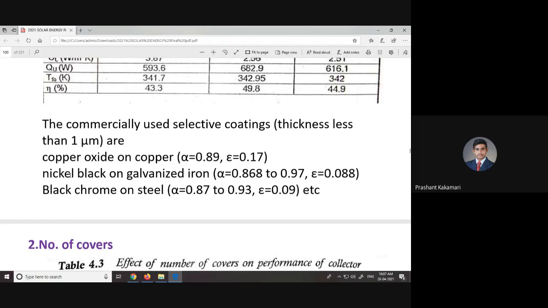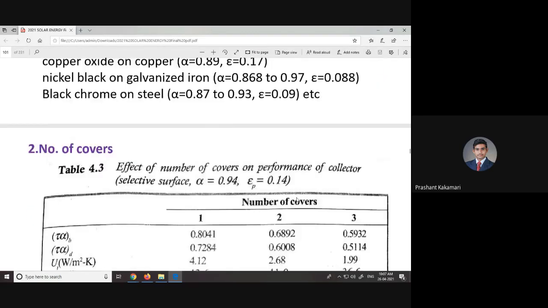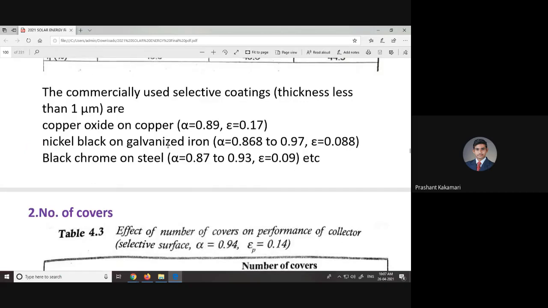Then a very good selective coating you can see is nickel black on galvanized iron. On that you can go for this absorber coating with high absorption. Also black chrome on steel, you can see 0.87 absorptivity, or up to 0.93 also possible. Then emissivity is 0.09. So like this you can find online which other commercially available selective coatings or newly invented selective coatings exist.